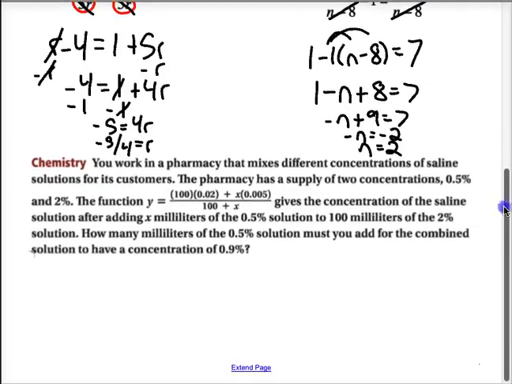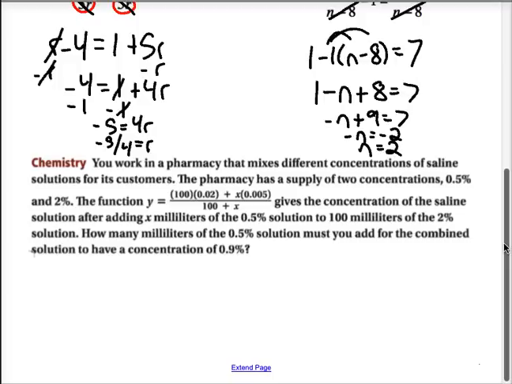All right. Now, an important word problem for us to do. You work in a pharmacy that mixes different concentrations of saline solutions for its customers. The pharmacy has a supply of two concentrations, a 0.5% and a 2%. That function gives the concentration of saline solution after adding X milliliters of the 0.5% solution to 100 milliliters of the 2% solution. How many milliliters of 0.5% solution must you add for the combined solution to have a concentration of 0.9%?